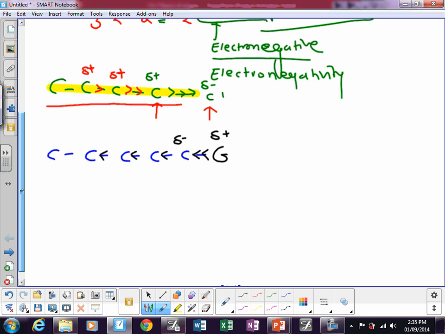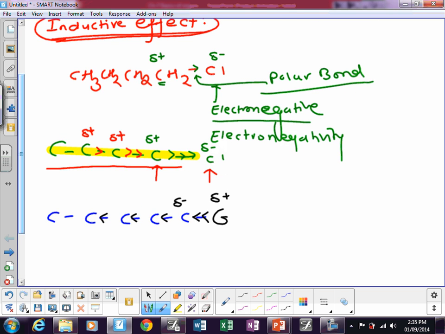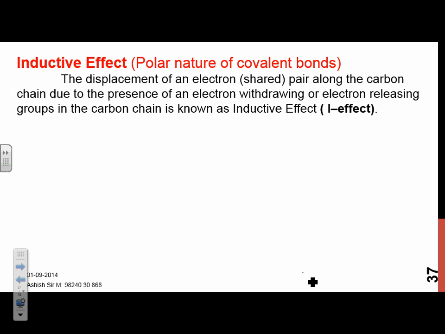So what is the inductive effect? If we see what the inductive effect is, we are seeing it over here. The displacement of an electron, that is, the shared pair, along the carbon chain. The displacement was not limited between one carbon and one group. It was along the carbon chain due to the presence of an electron withdrawing group.